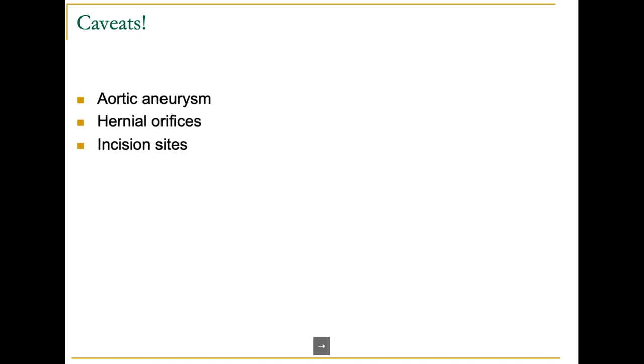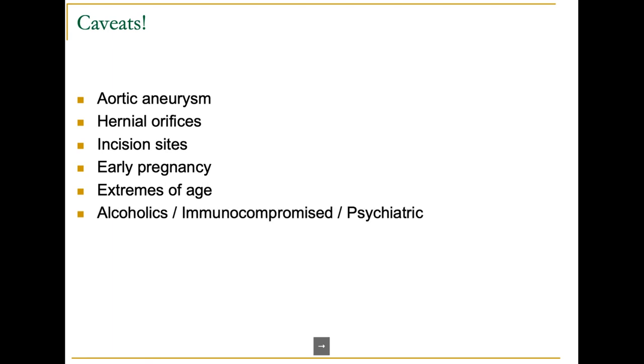The hernial orifices and incision sites are not routinely examined for strangulation. Early pregnancy is missed, and hence the diagnosis of ectopic pregnancy is not entertained. And other features associated with pregnancy, such as a torted ovary, are also not routinely thought about. At extremes of age, the signs are not as obvious as in the other age groups, and one must be alert to this.